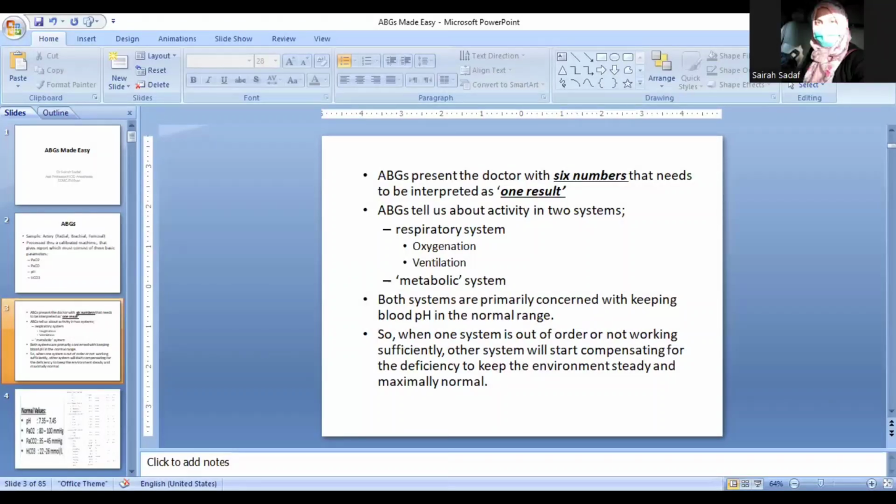Both these systems, the respiratory system and the metabolic system, are primarily concerned with keeping the blood pH in the normal range. So when one system is out of order or not working sufficiently, the other system will start compensating for the deficiency to keep the environment steady and maximally normal.